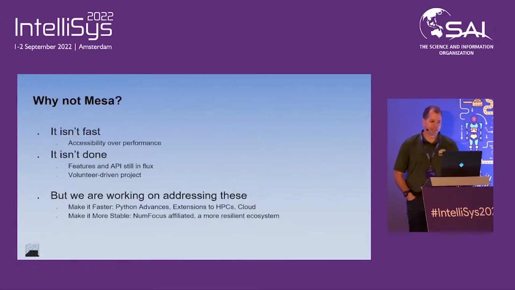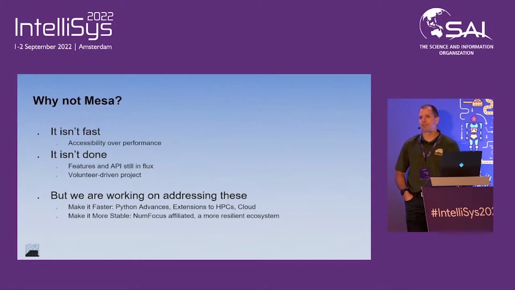So why wouldn't you use Mesa? Well, it isn't fast if you start getting into really big models, right? Python, mostly because of the global interpreter lock, can't do multi-threading and such. So if you want a really fast model with billions and billions of agents doing very complex behavior, you've got to go to lower-level languages like C, C++, Java, etc.